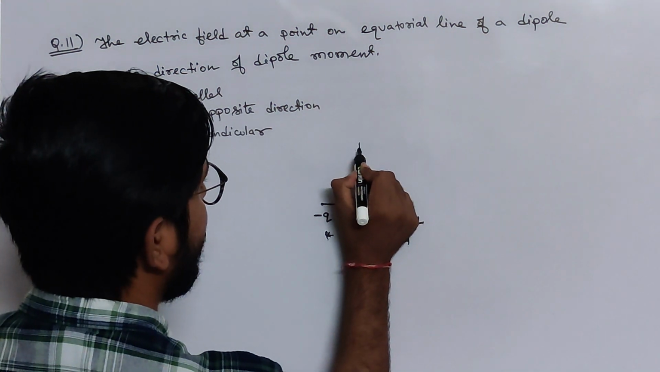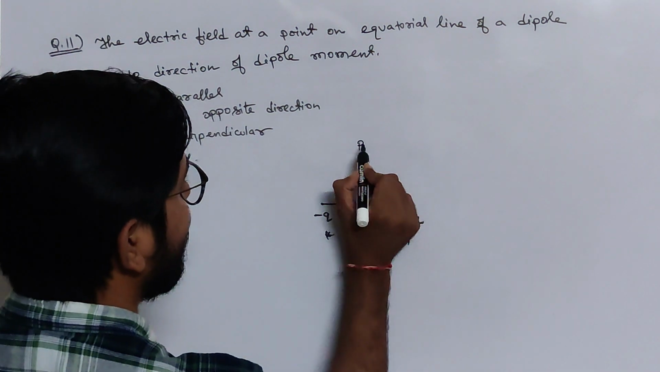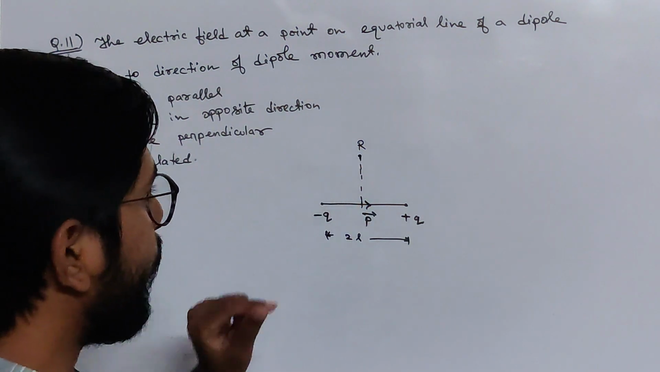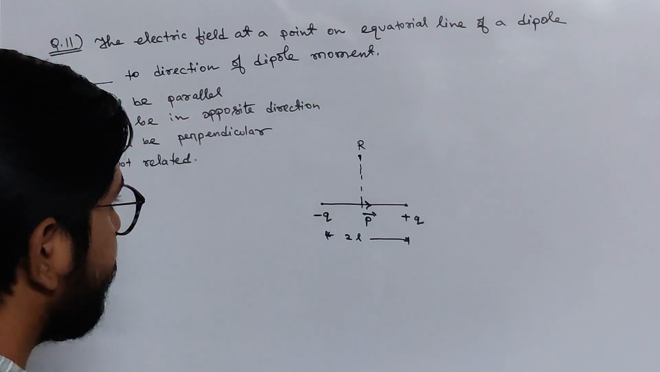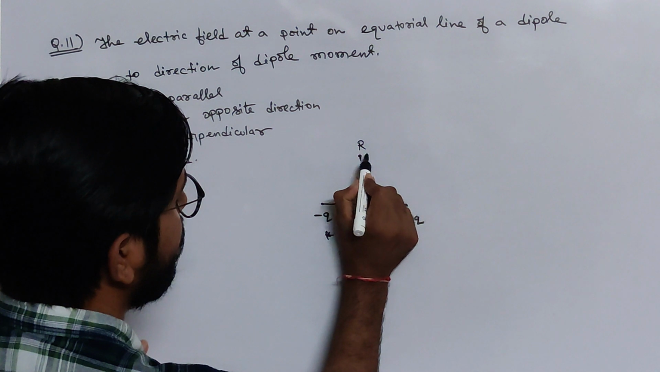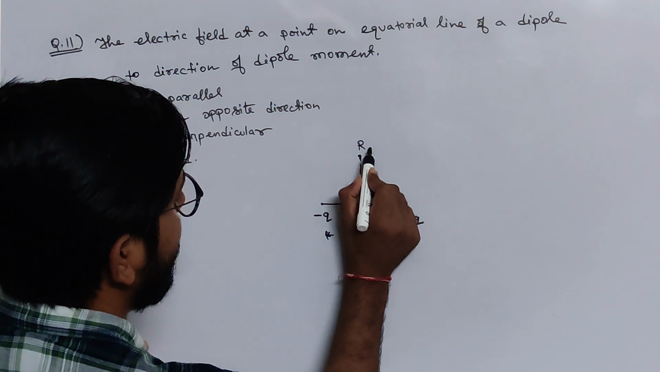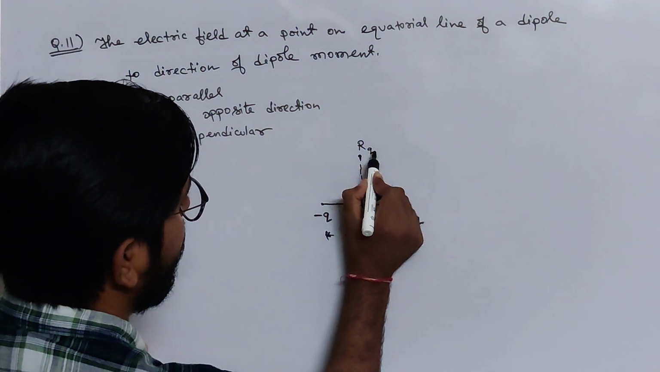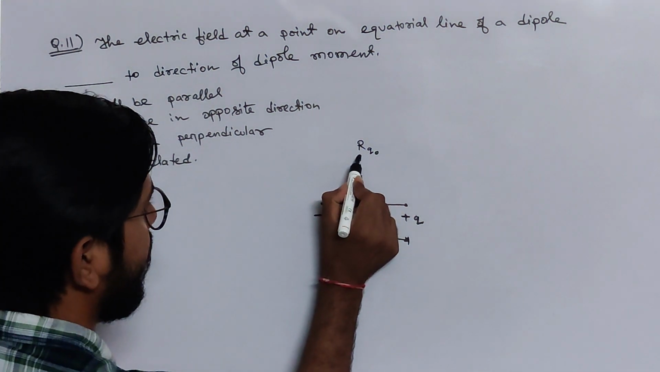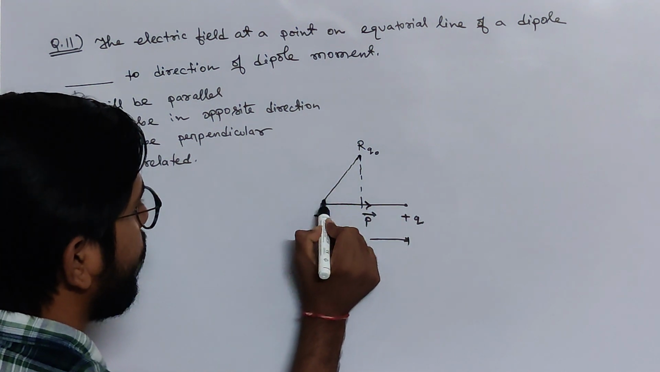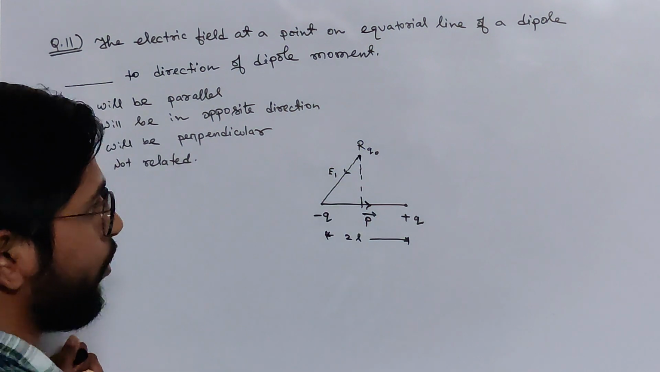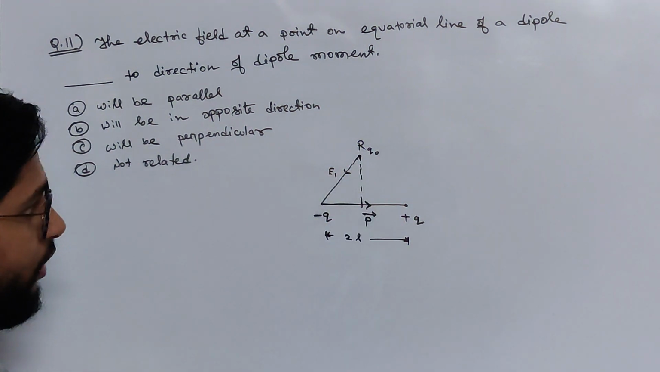And let's say I want to find the electric field at a point, let's say R, any point on the equatorial line. Then what will be the electric field? If I put a test charge q naught, then it will feel a force in this direction, right? Minus q will attract it. The electric field due to minus q, let's say E1, will be in this direction.